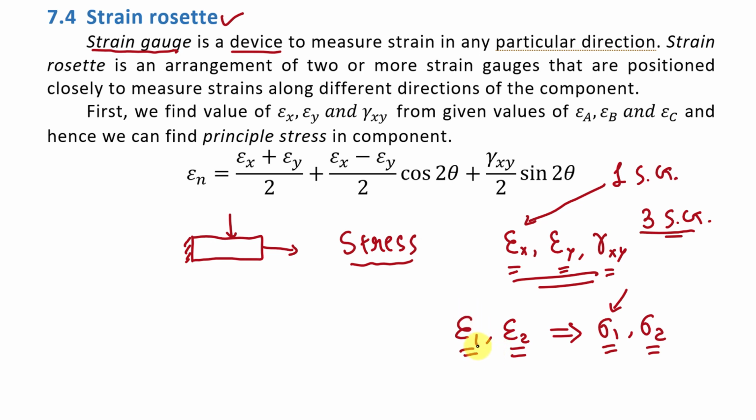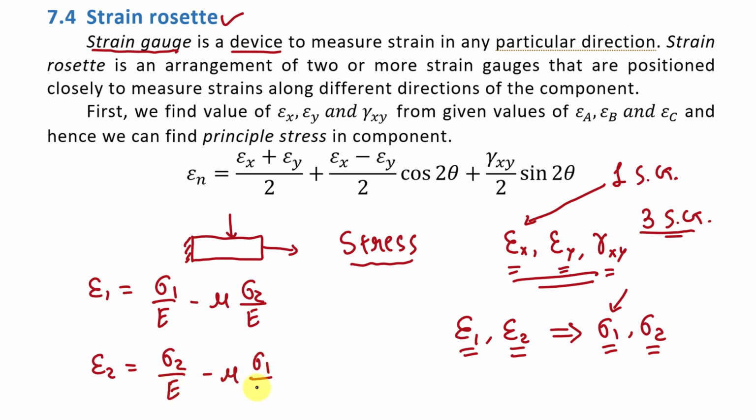And we also know the equation of how to find sigma 1 and sigma 2 from these two values. We know that epsilon 1 is equal to sigma 1 by E minus mu sigma 2 by E. And we also know that epsilon 2 is equal to sigma 2 by E minus mu into sigma 1 by E. Right? This equation we have discussed in chapter 2. So here we have the value of epsilon 1 and epsilon 2, and we also have the value of Young's modulus and Poisson's ratio.